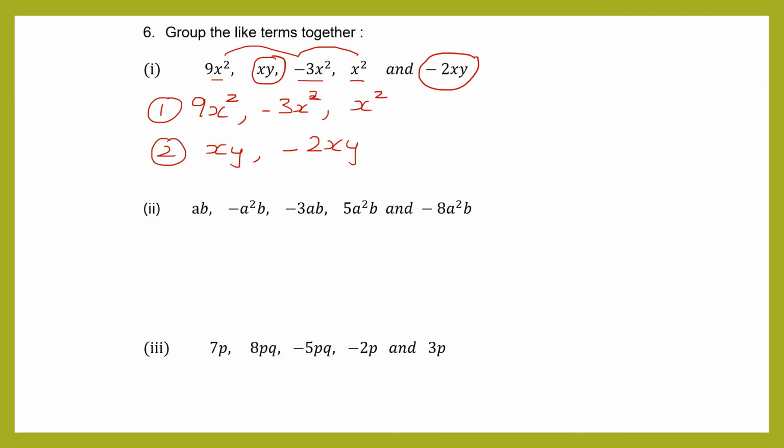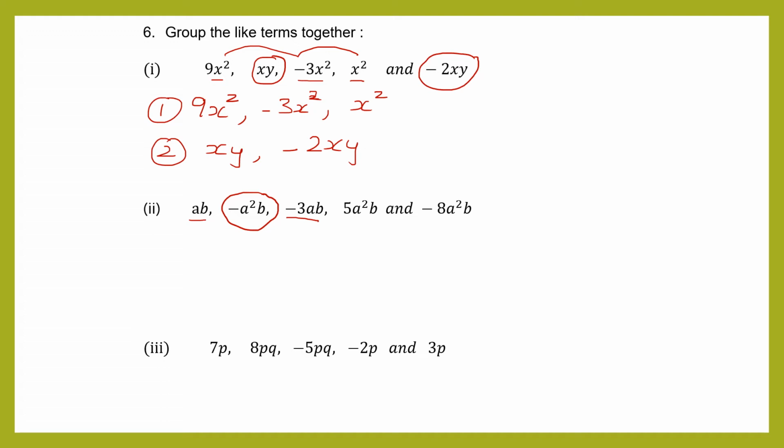Now going on to question 2. Let's look out for ab. We have minus 3ab. Keep looking out. That's it. We don't have any more ab. Now look at the second one. It's minus a squared b. That means there are two a's there. a squared b.